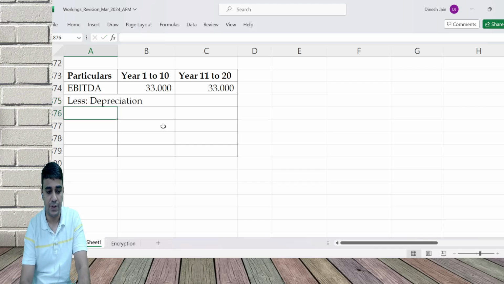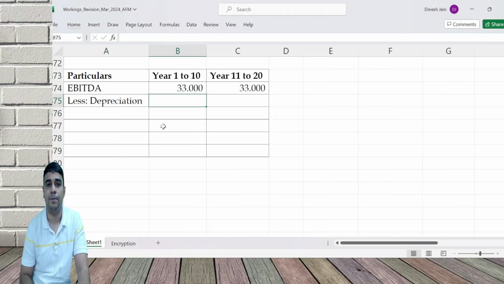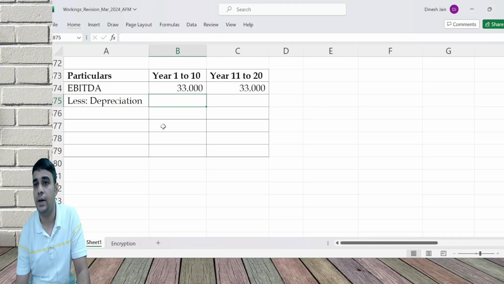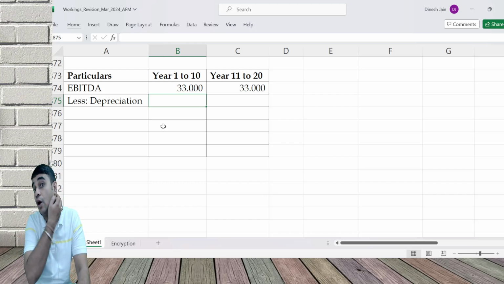Less depreciation. Interest will anyway not be there because we are using the APV approach. APV approach means it's full equity finance. Base case is full equity finance. And even if you use the long term approach, interest is not subtracted. How much is the depreciation?